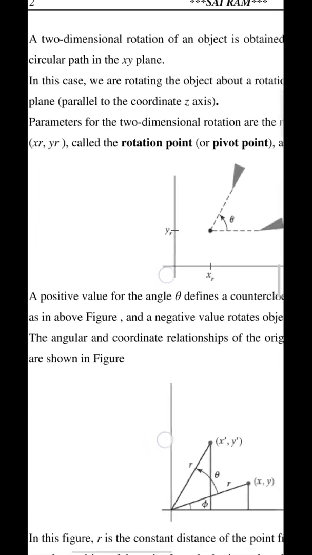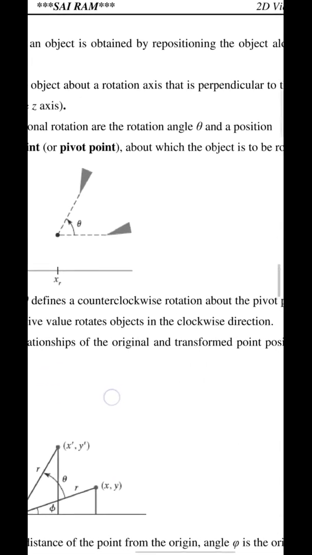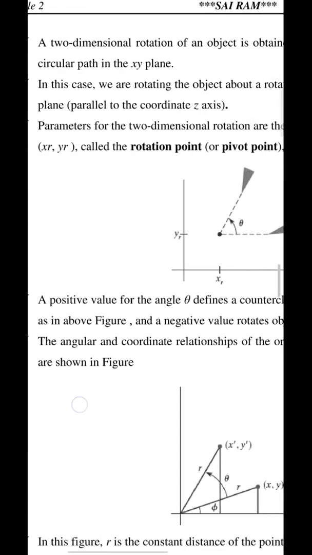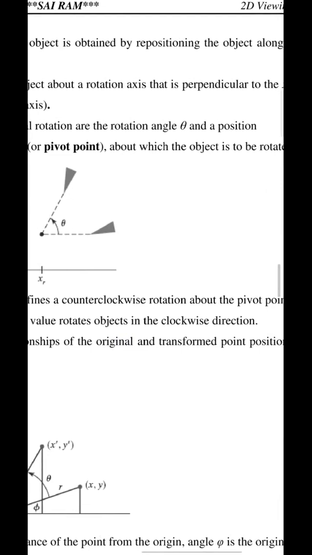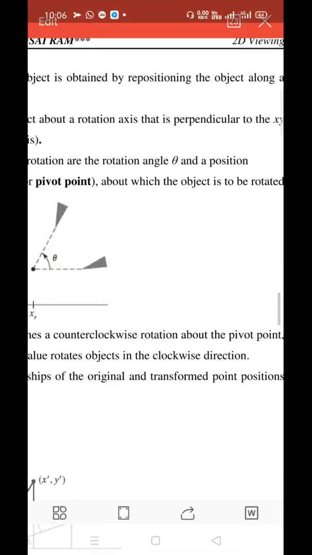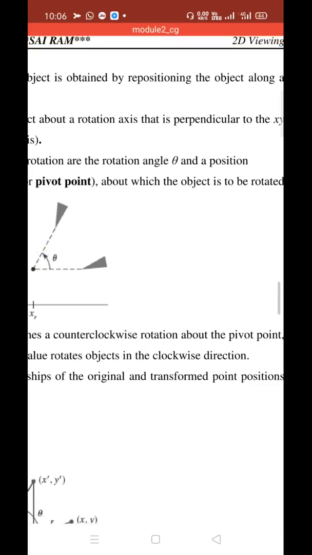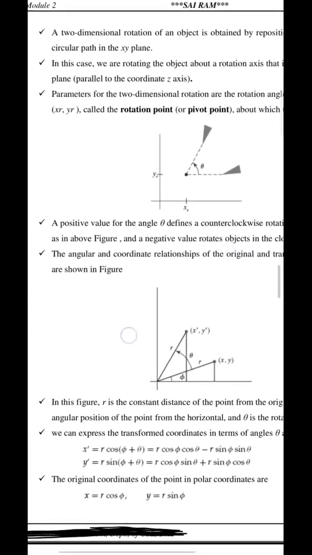Go through the next point. A positive value for the angle theta defines counterclockwise rotation about the pivot point, okay, and a negative value rotates the object in the clockwise direction, okay? Counterclockwise, that is a positive value, from here to here, and clockwise by adding the negative value, subtraction, right, from here to here. Please check the pointer and try to understand. The very simple topic it is, okay? Try to analyze the point, you will come to know. Fine.